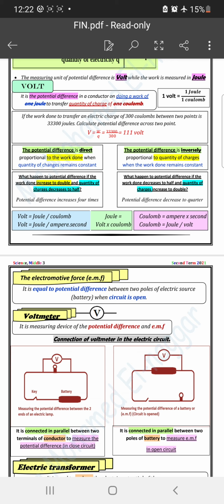So the potential difference is directly proportional to work done when the quantity of charge remains constant, and potential difference is inversely proportional to quantity of charge when the work done remains constant. What happens to the potential difference if the work done is doubled and the quantity of charge is decreased to half? The potential difference increases 4 times. And also, what happens to the potential difference if the work done decreases to half and the quantity of charge increases to double? The potential difference decreases to a quarter.